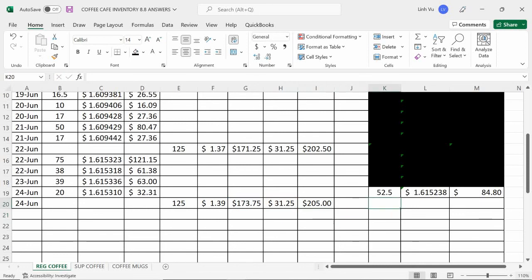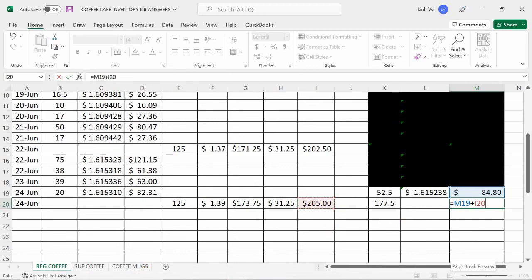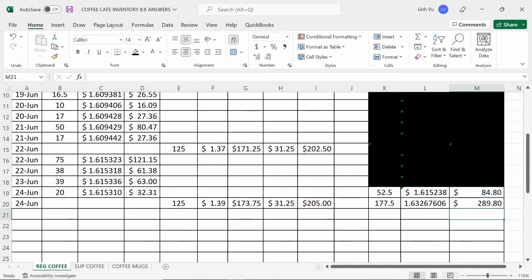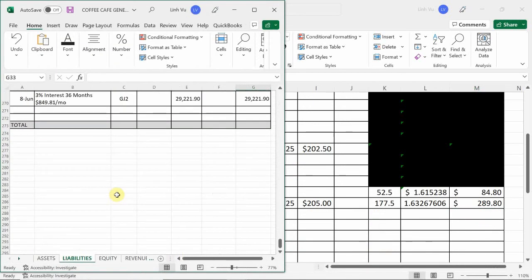So now I need to add it in there because this is average costing, right? In this case, if I just purchase another 125 pounds, how many pounds of coffee should I have left? 177.5. Good. And if I started out with 84.80 and I just increased it by $205, 289.80. Let me double check that.